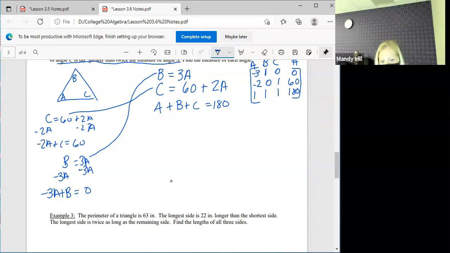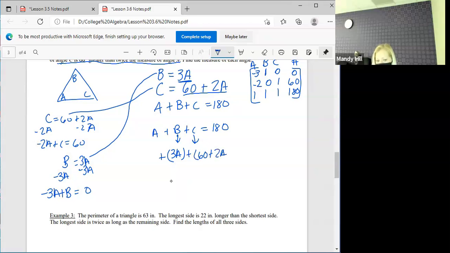With that being said, I would have gone straight to just solving this thing, because here's what I'm noticing. B is equal to, are y'all ready? B is equal to 3A. So they told me that. So instead of this B right here, I'm gonna put 3A. They told me that C is equal to 60 plus 2A. So instead of this C right here, I'm gonna put 60 plus 2A. And A, I don't have anything for that.